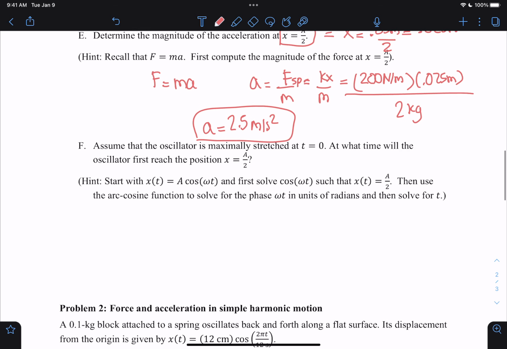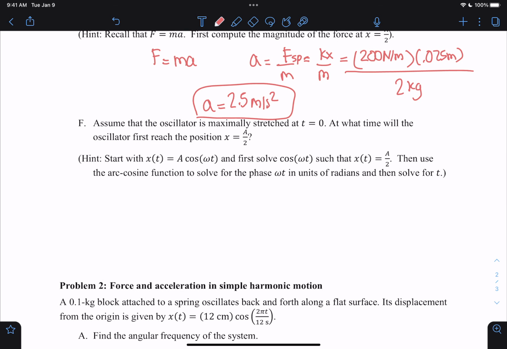Part F, it's saying that assume the oscillator is maximally stretched at t equals 0. Now, what does that mean? What does it mean when we say maximally stretched? What would be the distance there, or how do we define that?